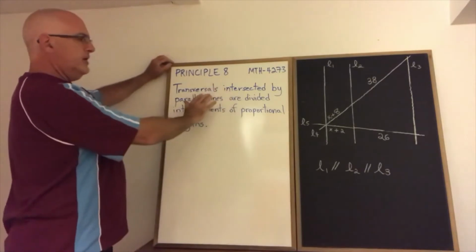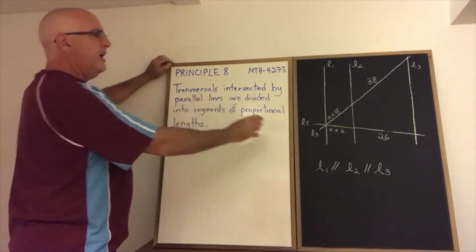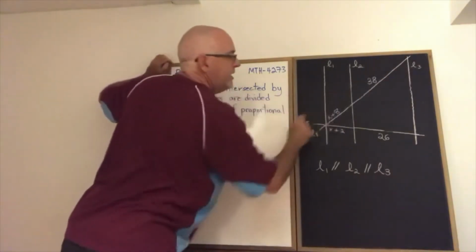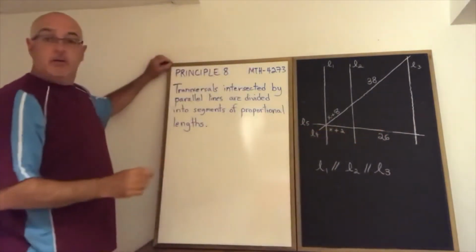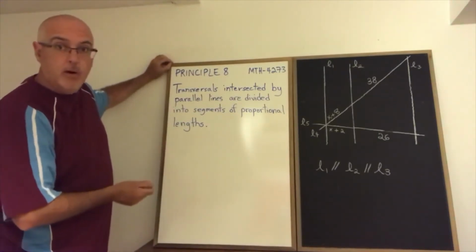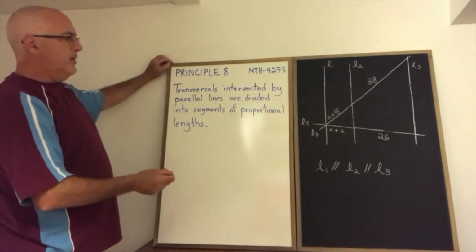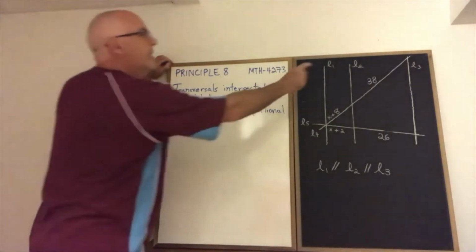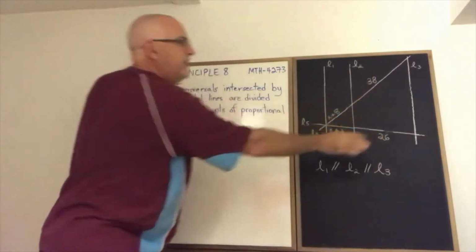The transversals that we're talking about are line 4 and line 5, these two lines, which are straight lines, and although they may look like they were not even drawn with a ruler, they were. That's the fun of working with a chalkboard. The parallel lines we're talking about are line 1, line 2, and line 3.